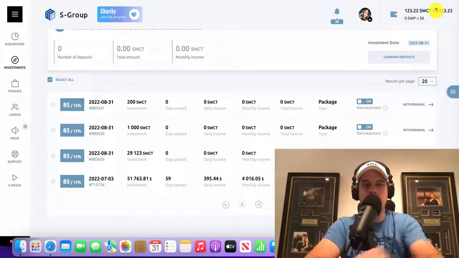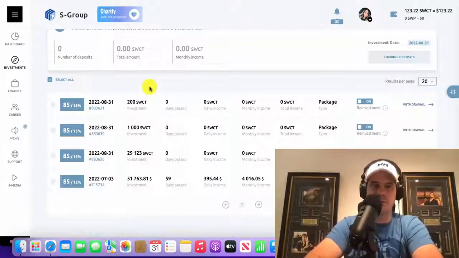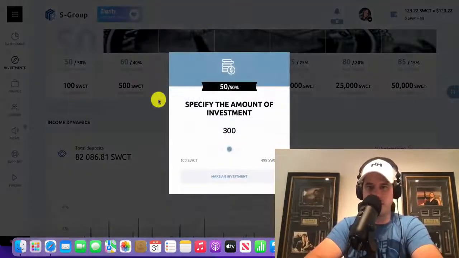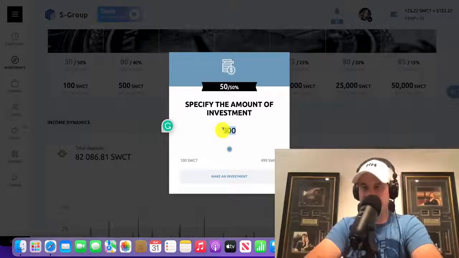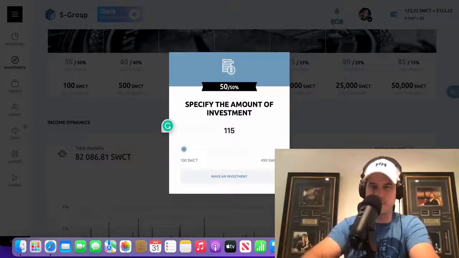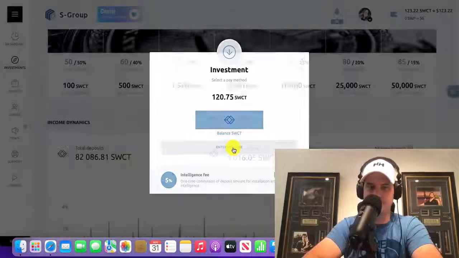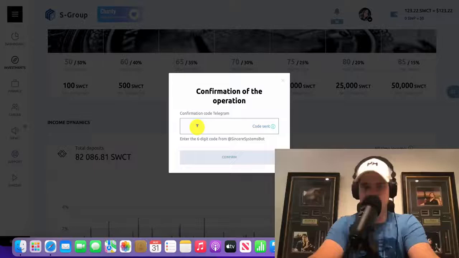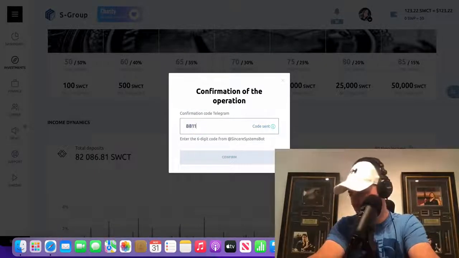So for instance, I've got $123 up here. If I was going to make an investment of $123, it'd be like $115, because we have to think of that $5 fee. So I make that $115 investment, send the code, and then I pop this code in here, and this is actually what I'm showing you guys in the video below.